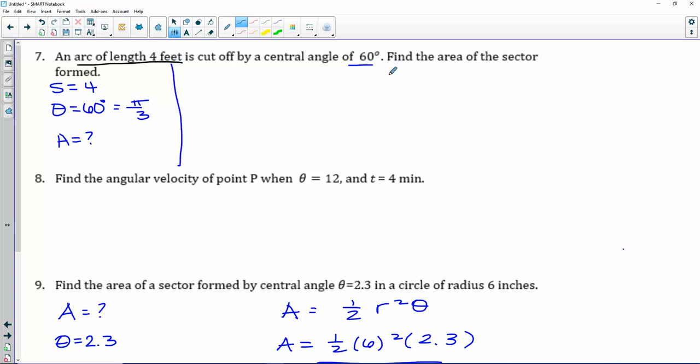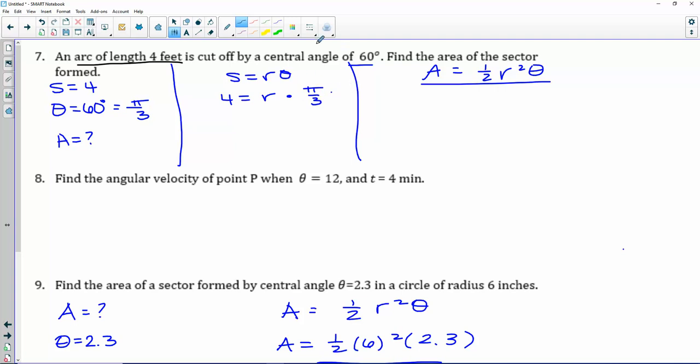So, area is 1/2 r squared theta. We have theta, but we don't have r. So first we're going to do S equals r theta. So 4 equals r times pi over 3. I know a lot of people mess this up with the pi, so if you need to, think of it as you're going to multiply by the reciprocal. So if I take it times 3 over pi on both sides, then I get that my radius is 12 over pi.